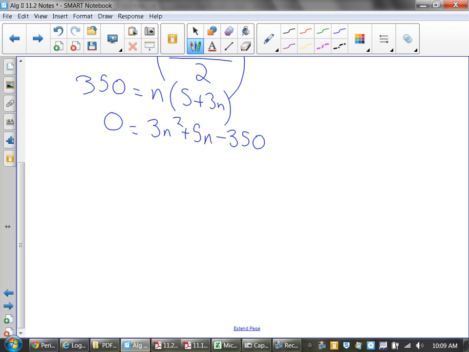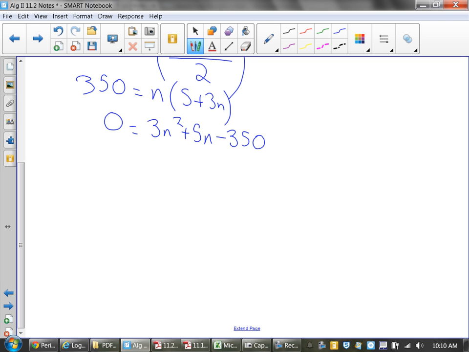There's a couple of different ways of going about this. You have graphing calculators. Could you find zeros? Because I don't want to try and factor that by hand. 3 times negative 350, well, that's 1,050. It's horrible. I don't want to try to factor that. What times what is 1,050 that adds together to get 5? Big number.